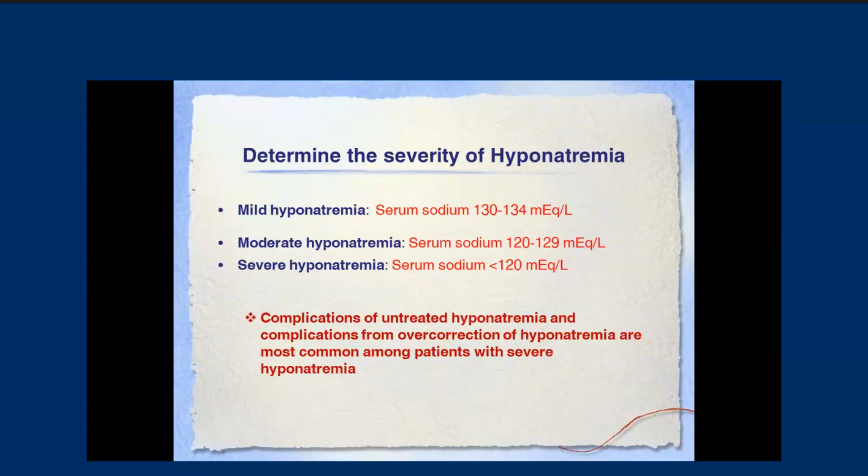Determining the severity of the hyponatremia: mild is between 130 and 134, while moderate is between 120 and 129. The severe is less than 120. Complications of untreated hyponatremia and complications from overcorrection of hyponatremia are most common among patients with severe hyponatremia.